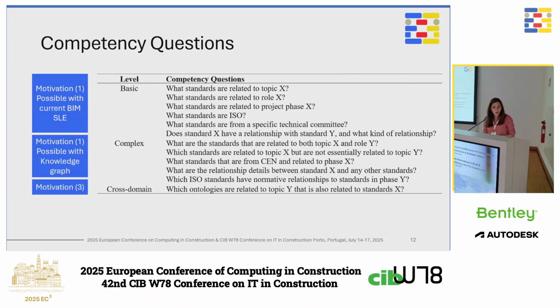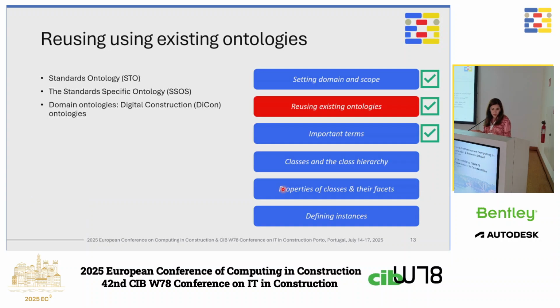More complex questions like, for example, if one standard and another standard are connected to each other, and what's the type of the relationship? Or, for example, which ontologies are related to topic Y that is also related to a standard X, and so on. So we tried to create these different competency questions, and based on that, we tried to develop an ontology. We really tried to reuse what exists. If you search for ontologies about standards, the first one pops up.